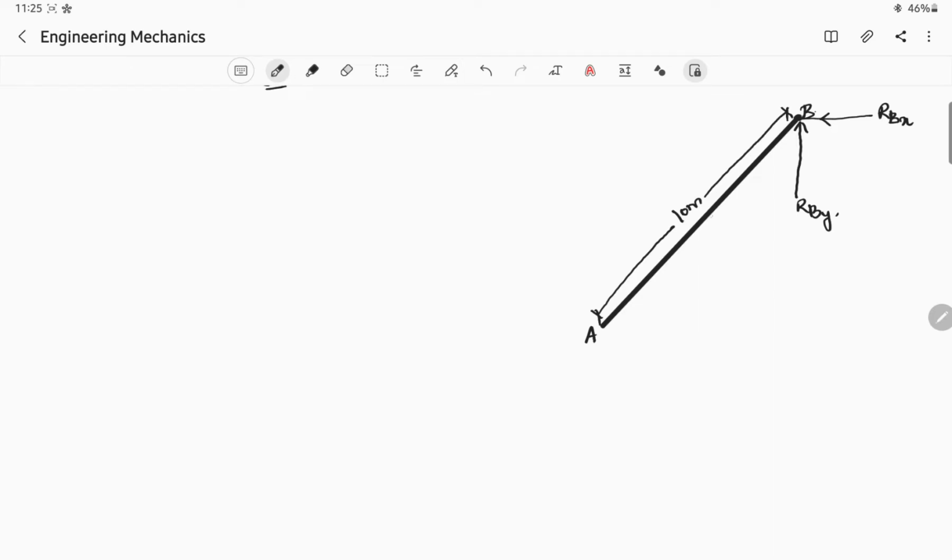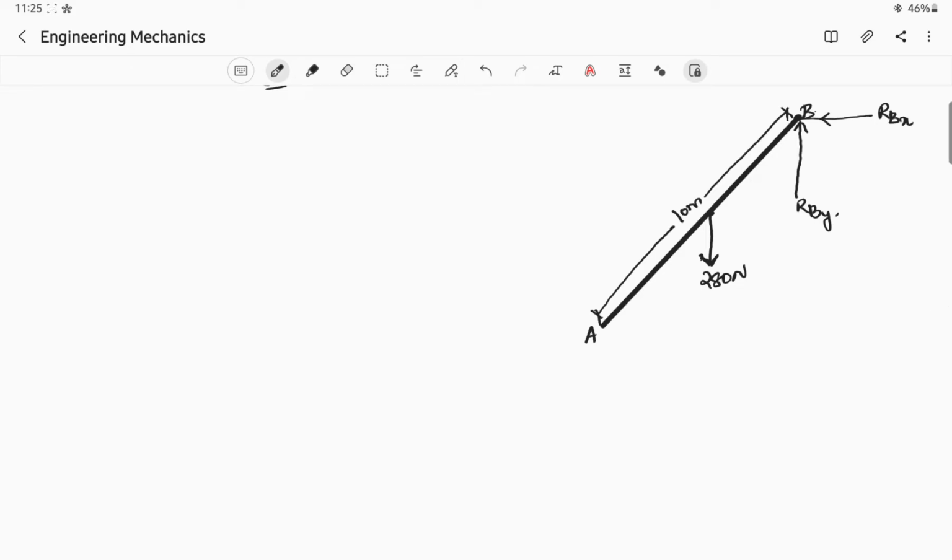Then the weight of the bar. What is the weight of the bar? Always, if the bar is inclined, the weight will act in the downward direction only, isn't it? So the weight of the bar is 280 Newton and it will go exactly in the downward direction, and it will be acting at the center, right?